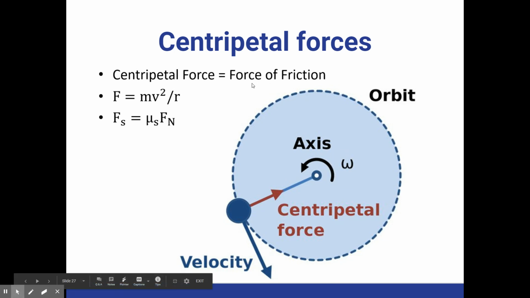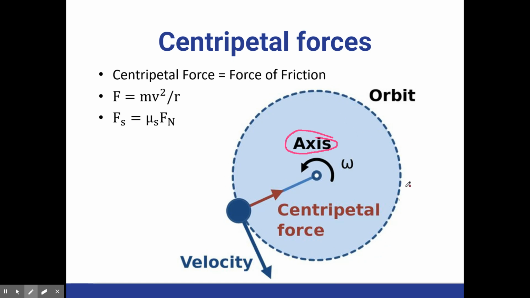So centripetal force, for particular modes of movement, of motion, can also equal the force of friction. This is especially true when it comes to cars. So there's a reason why this word is here, axis. What we're looking at here is a crude drawing of, say, a wheel, like a tire. And what we can put together in this is that the centripetal force is equal to the force of friction.